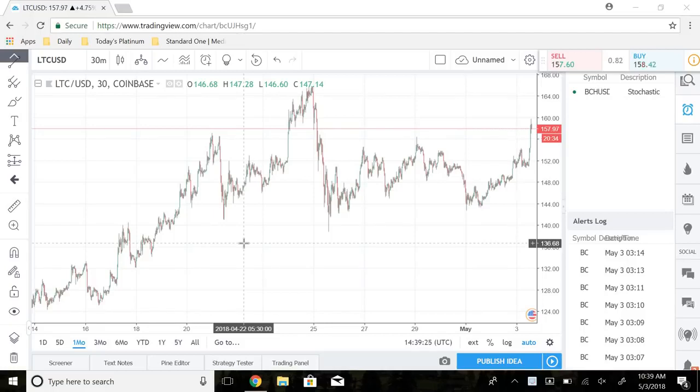Today we're going to be going over the Fibonacci retracement tool in trading in another day trading tips.